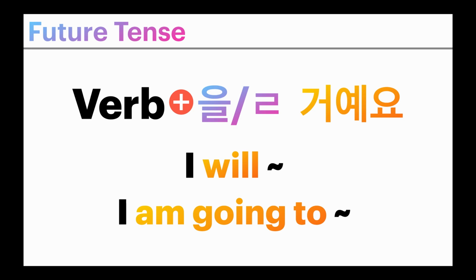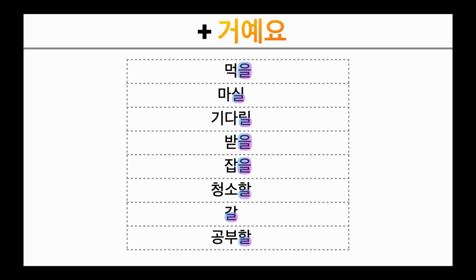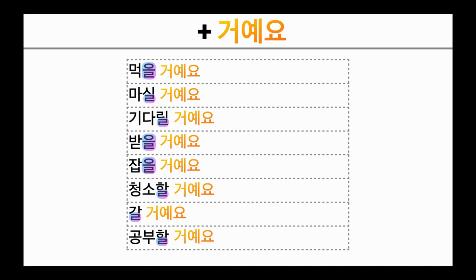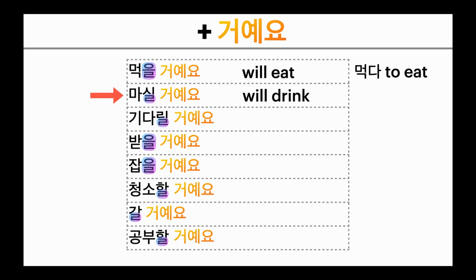And now let's go ahead and look at the rest of the equation. Plus 거예요. Alright, let's scooch these on over here and repeat after me. 먹을 거예요. Will eat, which comes from 먹다, to eat. 마실 거예요. Will drink, which comes from 마시다, to drink.